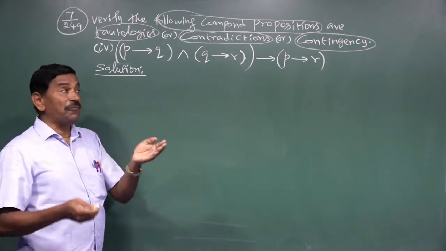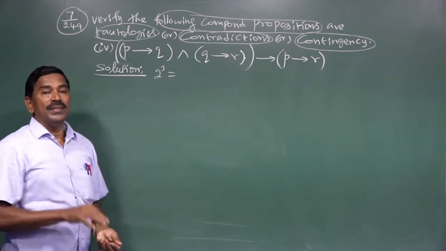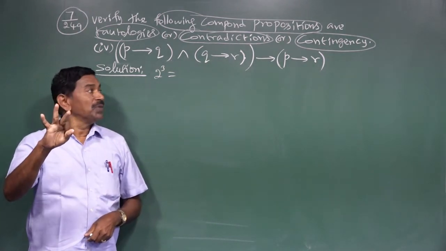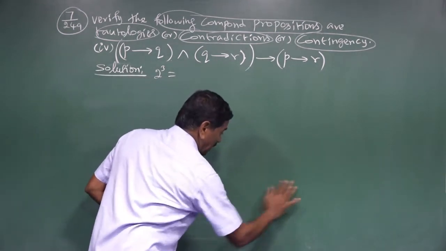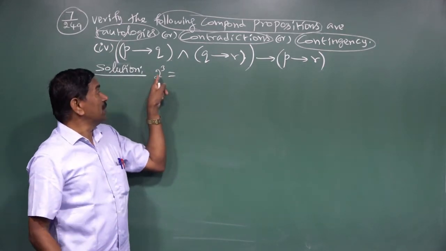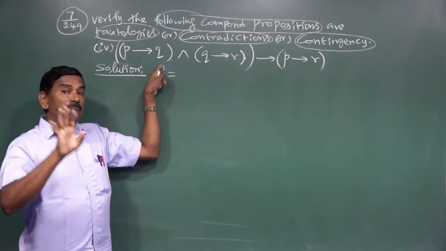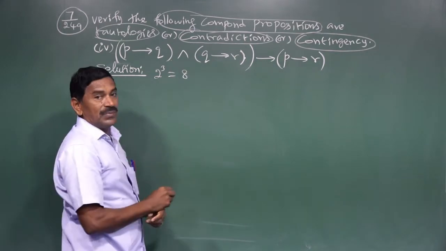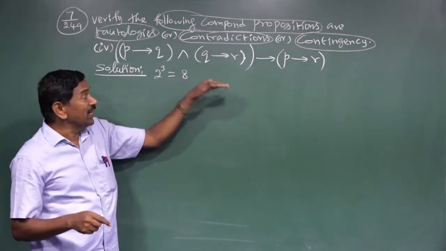Therefore, the number of rows in the truth table is equal to 2 power 3. There are three simple statements, namely P, Q, R. If there are three simple statements, then the number of rows in the truth table is 2 power 3, where the base 2 is fixed and the power 3 is the number of simple statements. Now, 2 cube is equal to 8, so this truth table contains 8 rows.